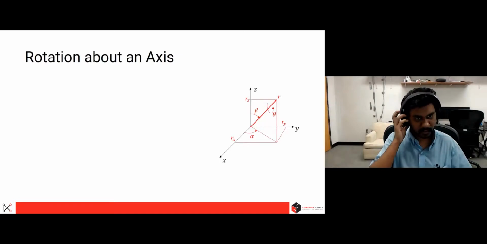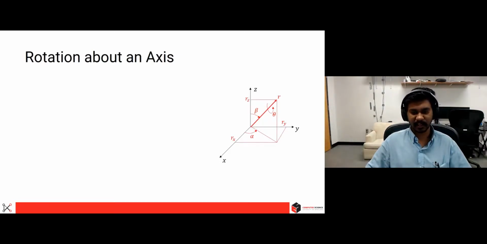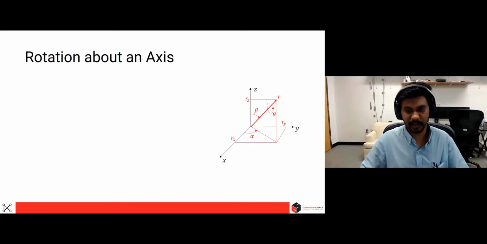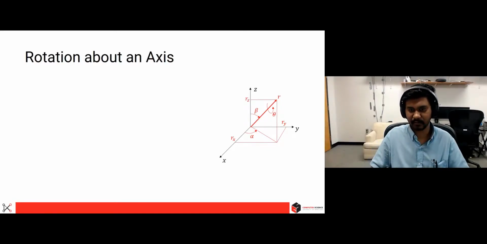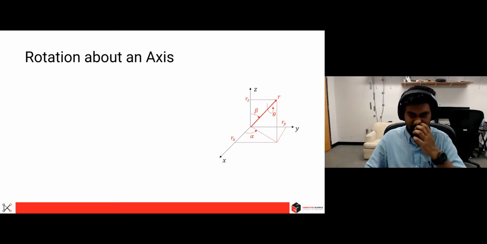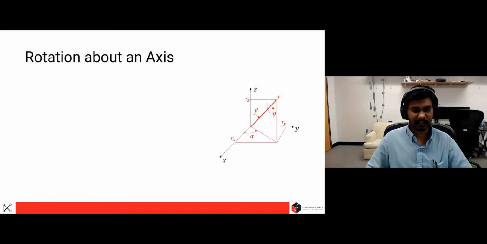Now we need to talk about the rotation about an axis. Consider the XYZ frame as shown here. Consider a vector R shown in bold red, and we will be rotating by an angle theta around this axis in an anticlockwise direction. The vector components of this R are Rx, Ry, and Rz, and the angles with respect to the x-axis and z-axis are shown as alpha and beta here. This rotation about an axis can be found by a formula called Rodrigues formula, and it's given here.